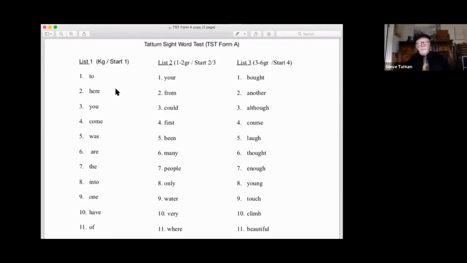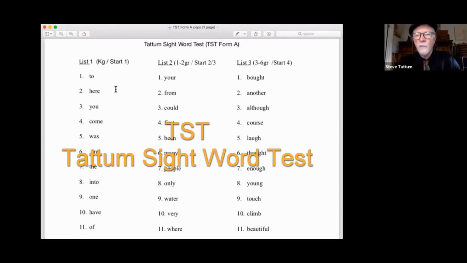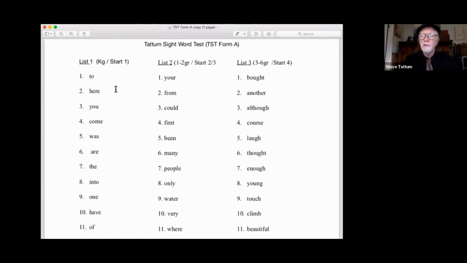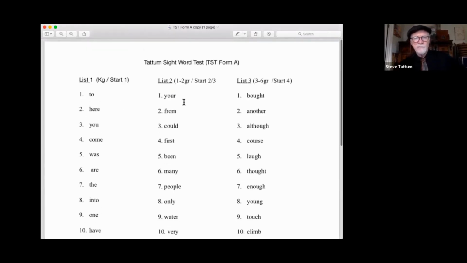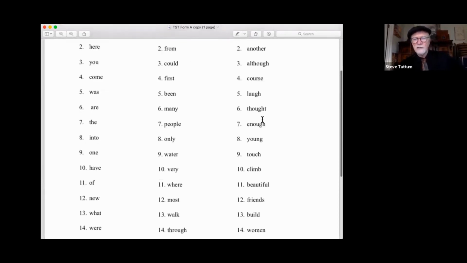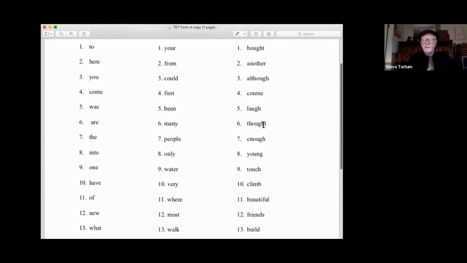Wait, are you wanting us to see the TST, Steve? Yes, I do. So in this test, I went to the 1,000 most frequent words. Well, I went to the 150 words that are used 90% of the time when we read. And I took out the true sight words from those. And these are the true sight words from the most important words for reading that are sight words. This is a kindergarten list. This is kind of a first, second grade list. And this is third through like sixth grade list. Now, so these are true sight words.